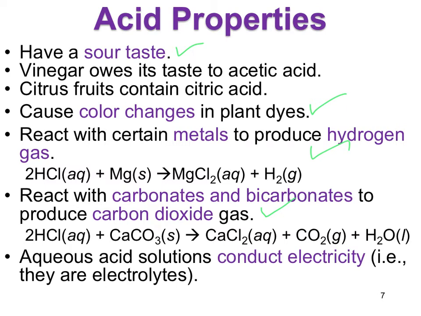Acids react with carbonates and bicarbonates, also known as hydrogen carbonates, to produce carbon dioxide gas. For example, calcium carbonate reacts with hydrochloric acid to produce calcium chloride, water, and carbon dioxide. Since acids dissociate into ions, acids are also electrolytes and can conduct electricity.